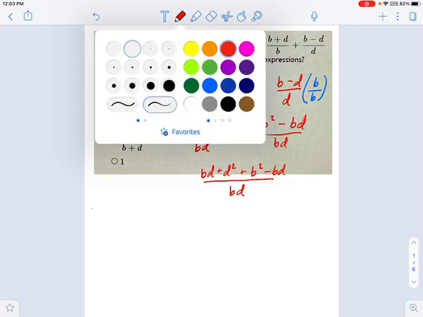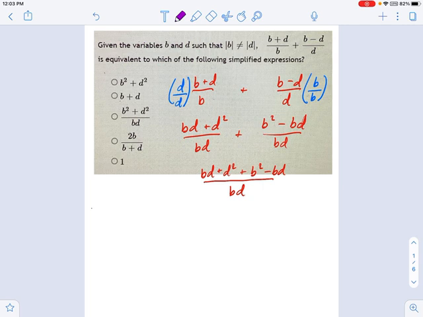In this particular example, we've got some things to cancel out, right? bd cancels out with negative bd. So you get d squared plus b squared over bd. And which one of our options is it? Looks like it's equivalent to this one, just in a slightly different order, but that's the idea. We're using common denominators in this problem.